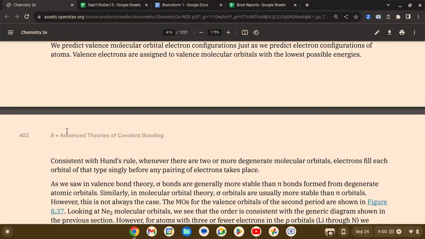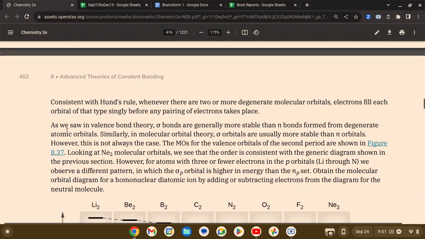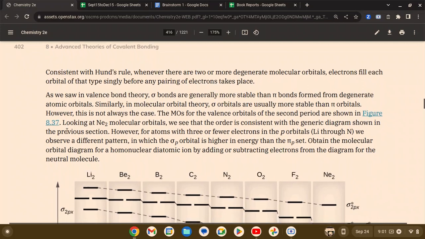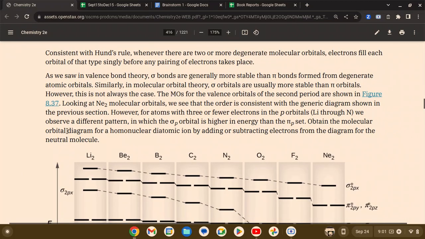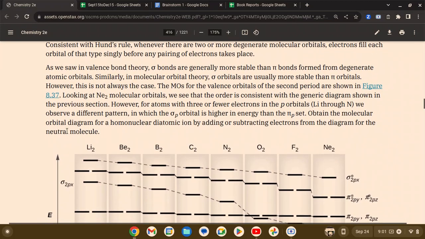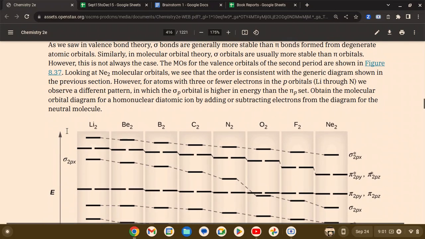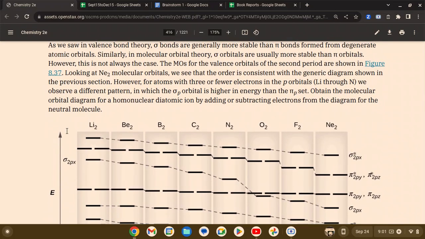We predict valence molecular orbital electron configurations just as we predict electron configurations of atoms. Valence electrons are assigned to valence molecular orbitals with the lowest possible energies. Consistent with Hund's rule, whenever there are 2 or more degenerate molecular orbitals, electrons fill each orbital of that type singly before any pairing of electrons takes place. As we saw in valence bond theory, sigma bonds are generally more stable than pi bonds formed from degenerate atomic orbitals. Similarly, in molecular orbital theory, sigma orbitals are usually more stable than pi orbitals.